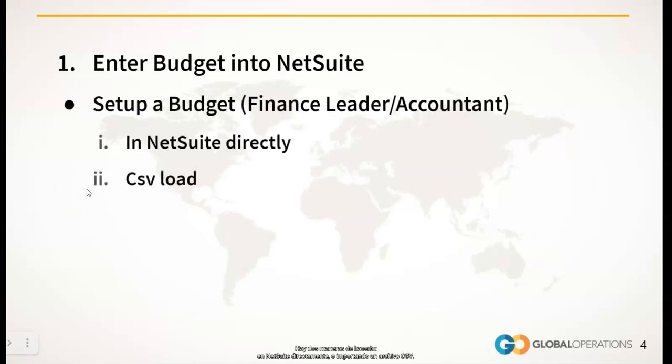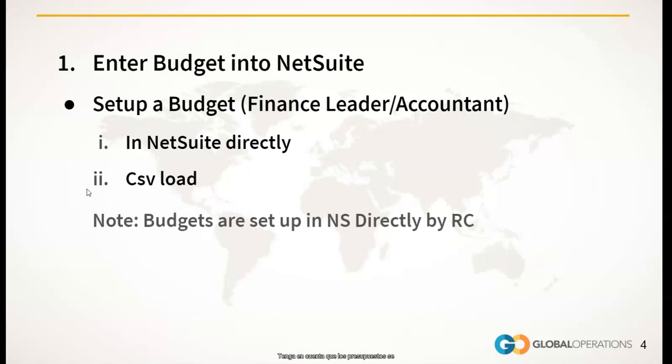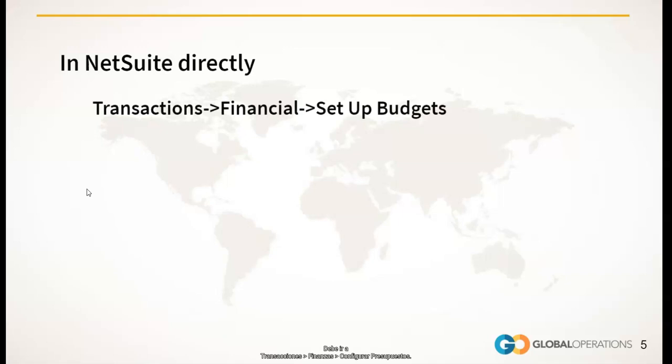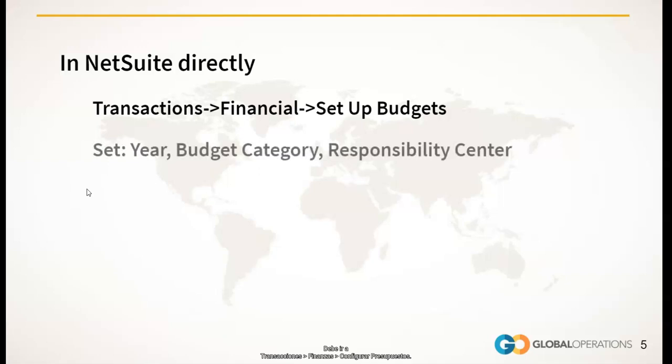There are two ways to do it, in NetSuite directly or as a CSV load. Please note that budgets are set up in NetSuite directly by RC. So how to do it in NetSuite directly? You need to go to Transactions, Financial, and Set Up Budgets, and then set Year, Budget Category, and Responsibility Center.